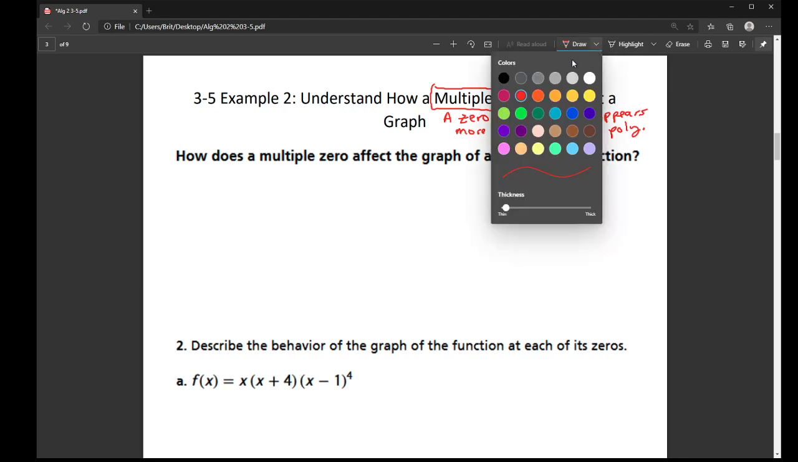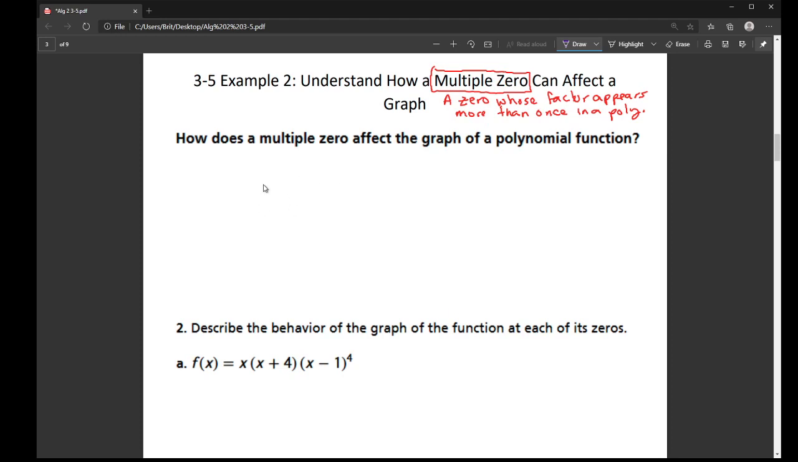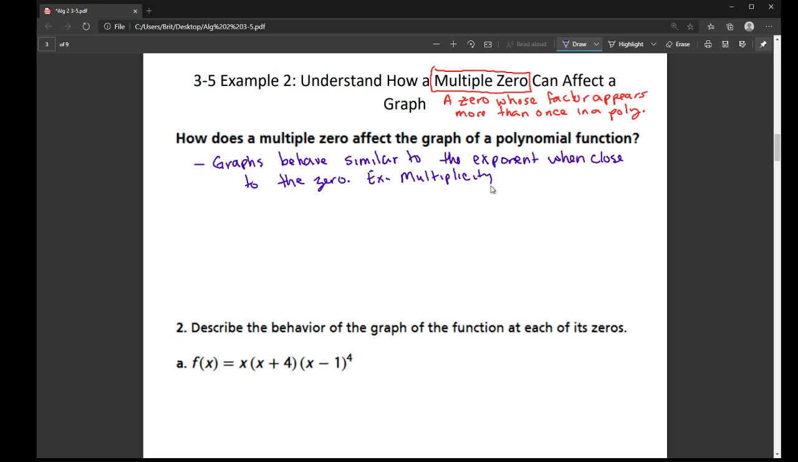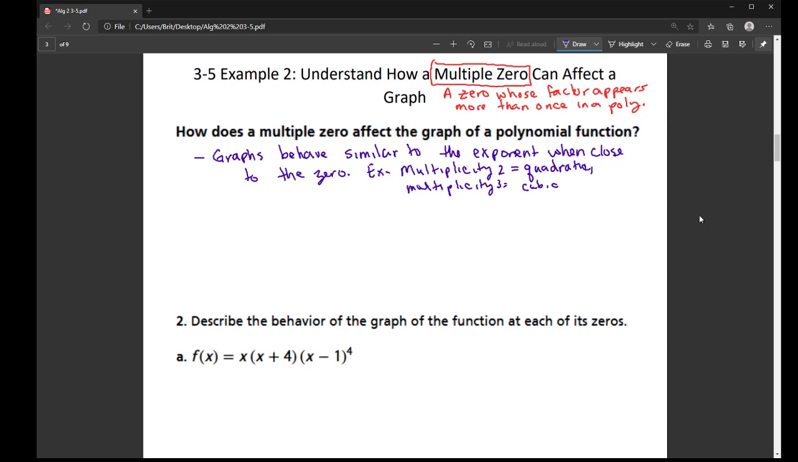So to start out, it asks us how a multiple 0 affects a polynomial function. So there's a couple of things. For the first thing, graphs behave similar to the exponent when it's close to the 0. So, for example, if there's a multiplicity of 2, it is going to behave quadratic. Okay, multiplicity 3 will behave like a cubic, and you'll see that as you guys practice with this stuff.